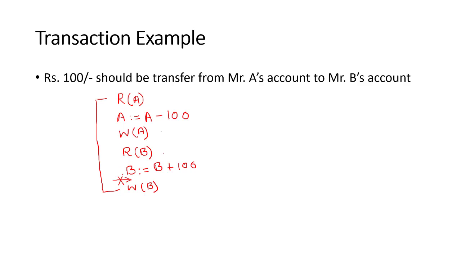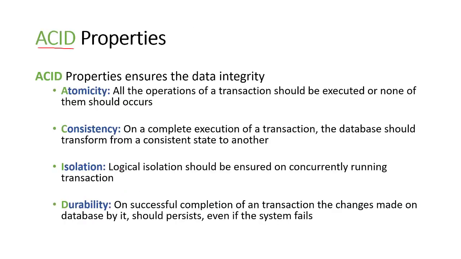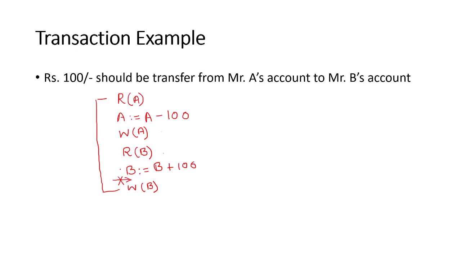The next one is consistency. Consistency says that before performing a transaction, the database is in a consistent state. After performing the transaction, the database should come to another consistent state. Let us understand with the previous example. Suppose in Mr. A's account the previous amount is 500, and in Mr. B's account the previous amount was 400 rupees. So the total amount here is 900 rupees.